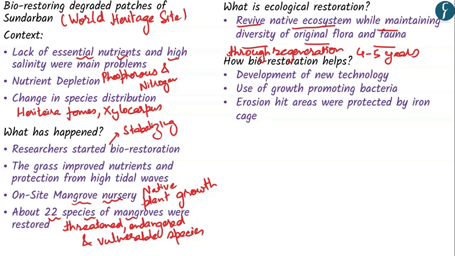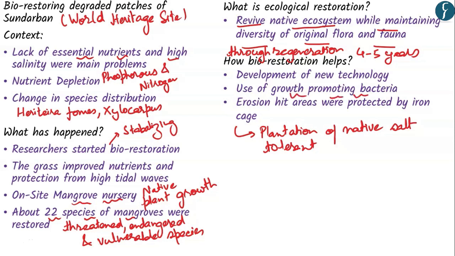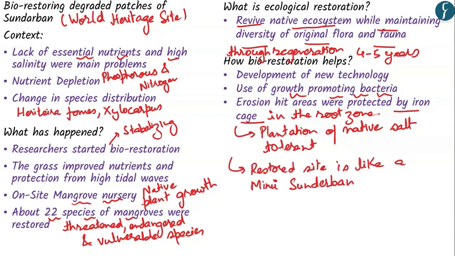The new technology developed consists of plantation of native salt-tolerant grasses and a diverse set of carefully identified mangrove species in different zones of degraded mangrove patches. It also involves use of growth promoting bacteria in areas that were more susceptible to erosion due to the transportive force of tidal water. Transplanted seedlings were protected by iron wired cages in the root zone. The restored site is like a mini Sundarban, which has the diversity of species usually observed in pristine mangroves of Indian Sundarbans.